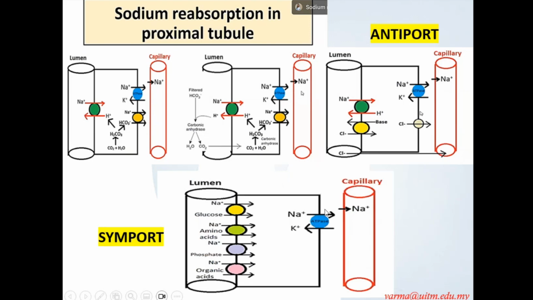this energy that causes this chemical gradient to be maintained in the cell brings along a lot of other nutrients together with your sodium, as in sodium and glucose. Sodium brings your amino acid, it brings phosphate, and also brings organic acid together. So many solutes are being reabsorbed together with sodium reabsorption in the proximal convoluted tubule.